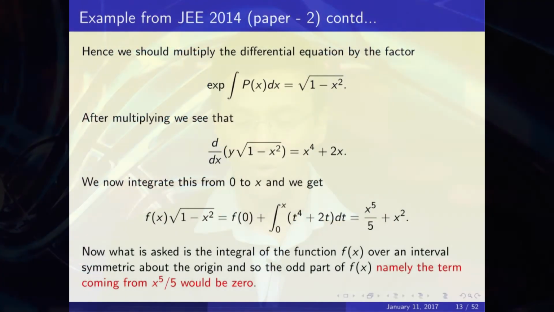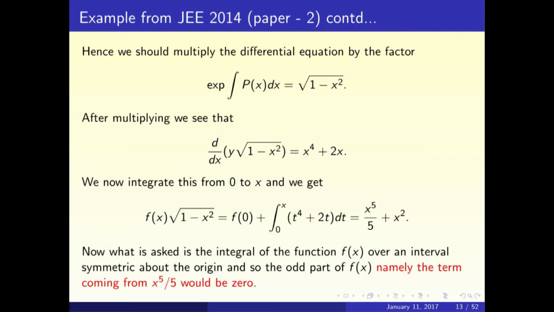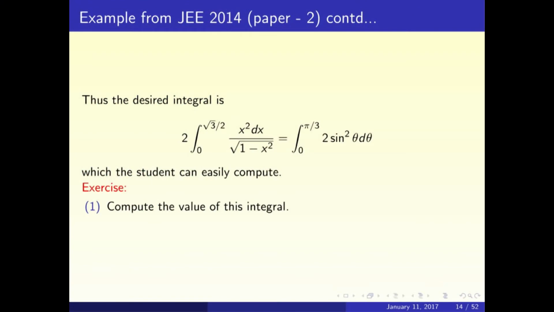Now, when you integrate an odd function from minus root 3 by 2 to root 3 by 2, the answer is going to be 0. Integral of an odd function from minus a to a is 0. The integral of an even function is twice the integral from 0 to a. You know these properties of definite integrals, and we should use that. So you will only get the integral from 0 to root 3 by 2 of x squared dx upon square root of 1 minus x squared, with a factor of 2 thrown in because it's an even function.